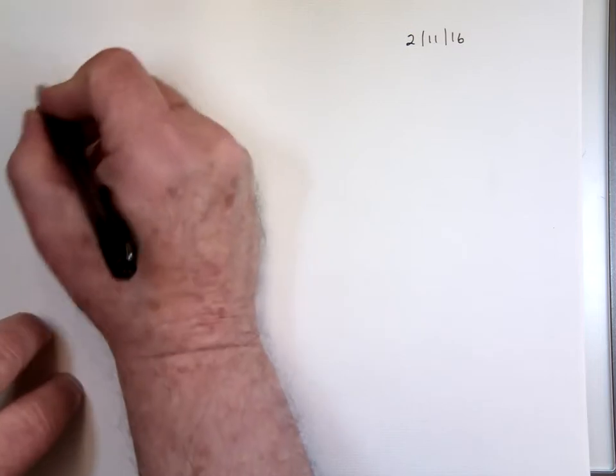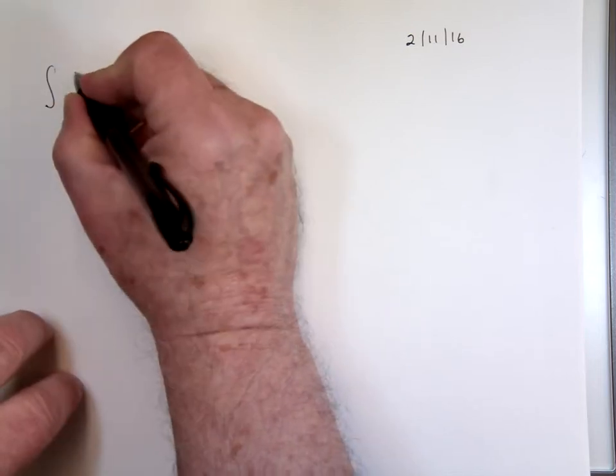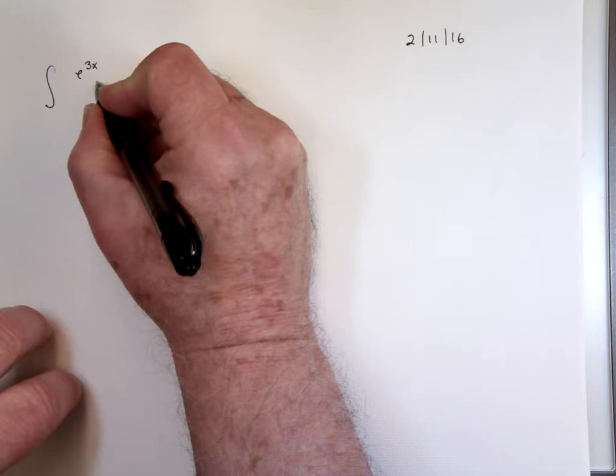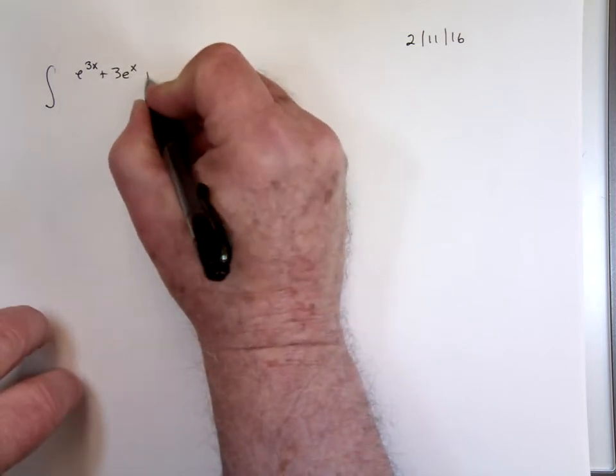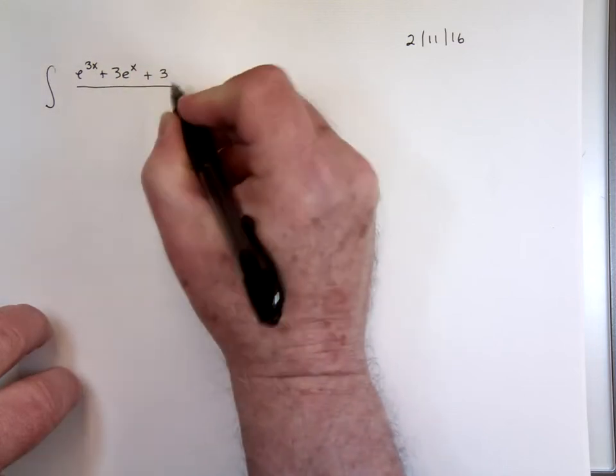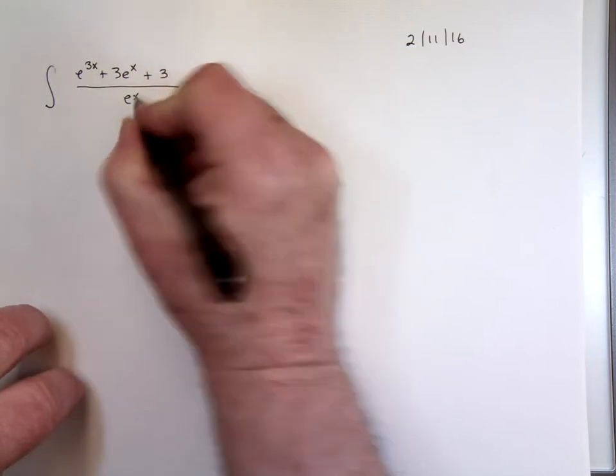Okay, today's the 11th, and let's do this homework question. This is an integral: (e^(3x) + 3e^x + 3) over e^x dx.